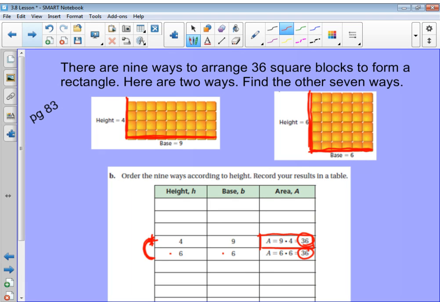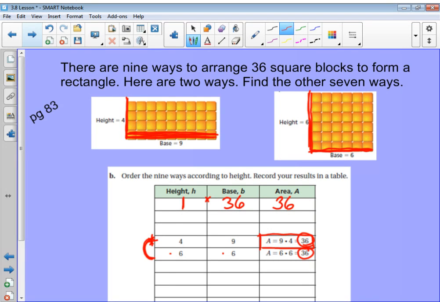It says order the 9 ways according to height. Record your results in a table. So we're not just going to randomly throw out numbers. We're going to start with our smallest height. The smallest height we could have would be just 1 block high, which means for the length, like here we had a base of 9, we'd have to go 36 across. And then to get our area, 1 times 36 would give us 36.